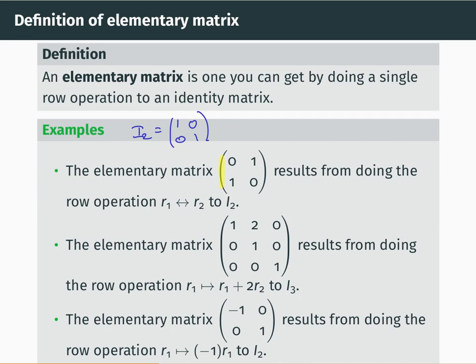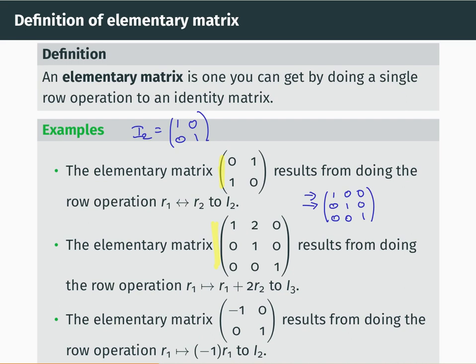For another example, the elementary matrix here arises from doing the row operation which adds 2 times row 2 to row 1 to the 3 by 3 identity matrix. Again, you can see if you write down the 3 by 3 identity matrix here and add 2 times the second row to the first row, then what you'd end up with is this matrix which I've written in the example.